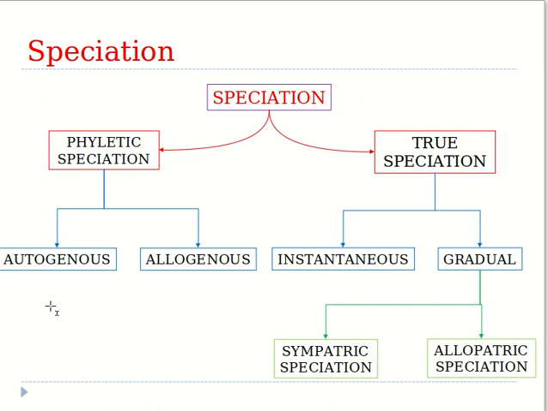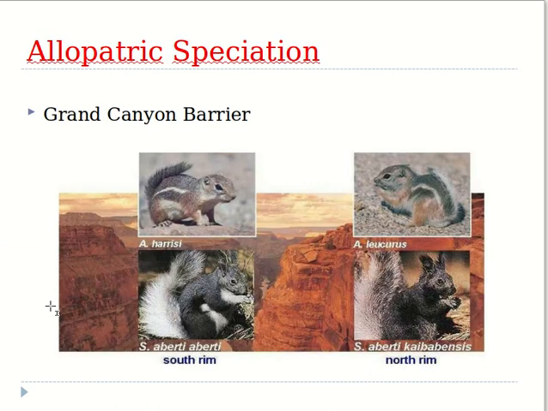So these will be isolating mechanisms, which we will be learning in detail in the coming presentations. Allopatric speciation: the word means different countries. Here you can see one example. It refers to speciation in different places, and it occurs when an original species becomes geographically fragmented into two or more groups, which are then unable to breed with one another because of their spatial isolation.